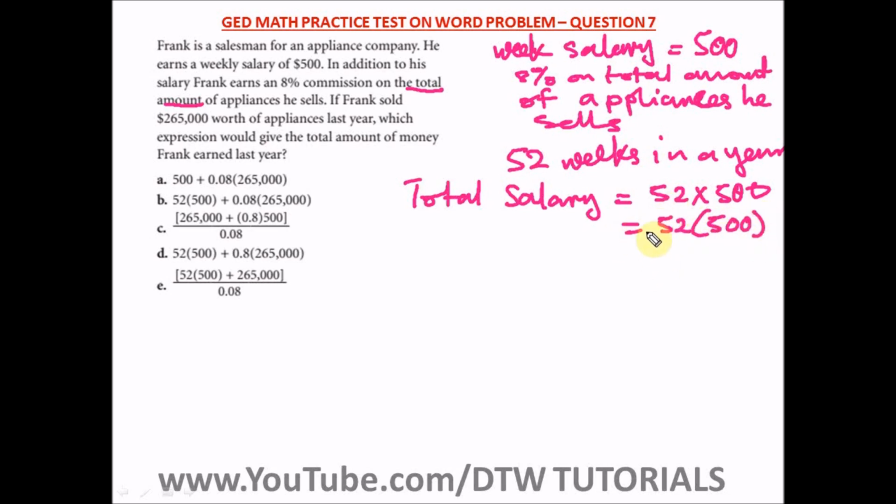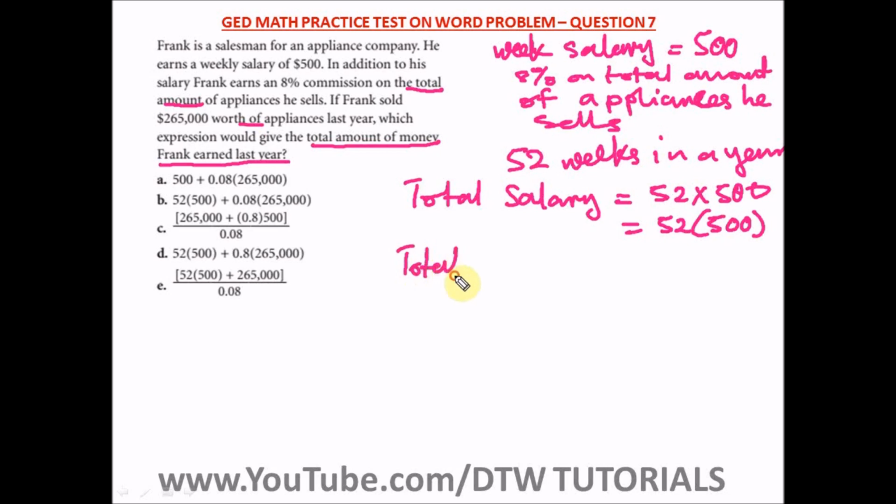Okay, now the question says, if you see here, in addition to his salary, Frank earns an 8% commission on the total amount of appliances he sells. And the question gave us that he sold appliances worth $265,000. So we are going to find 8% of $265,000, then add it up to his salary to get the total amount of money he earned last year. Because the question has said that apart from his salary, there's also an 8% commission of the total amount of appliances he sells.